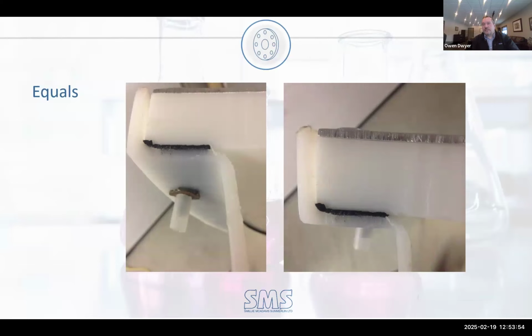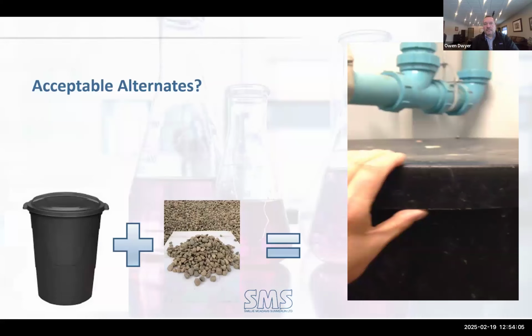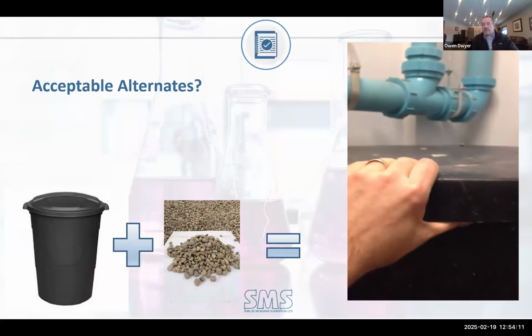But is it actually an equal? Has it been made for the intended purpose, which is to be buried in the bowels of this facility for the next 30, 50 years? So is this an acceptable alternate? A garbage can filled with rocks? This is essentially what you get.